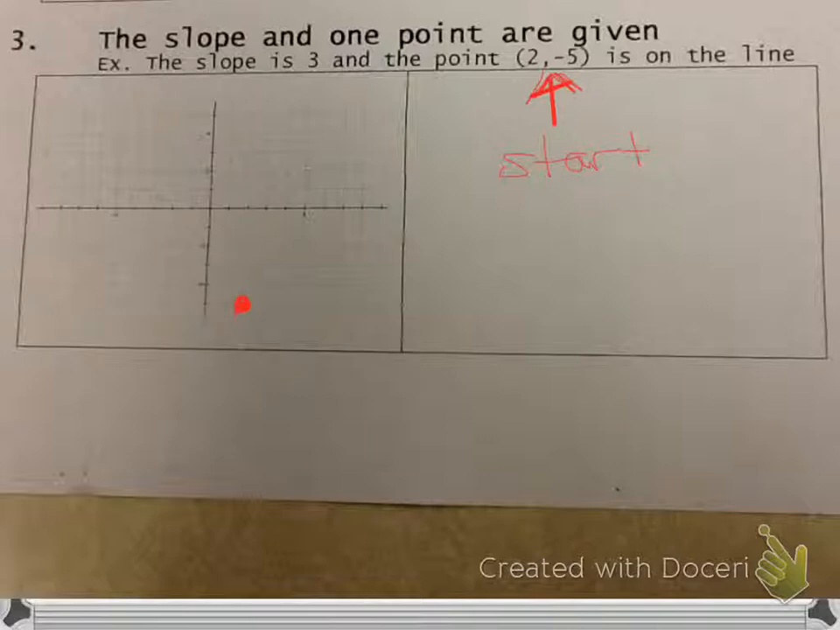So just like before, I'll show you the steps. The slope is rise over run. And the slope is, in this case, 3 over 1. So we're going to go up 3, and we're going to go 1 to the right. So from this point, we're going to go up 3, 1, 2, 3, and 1 to the right. We can put our second dot there.